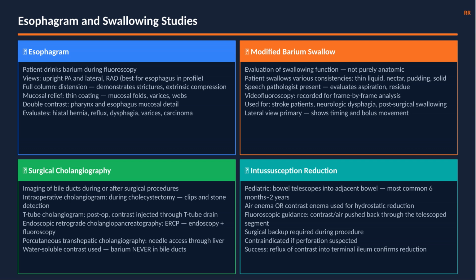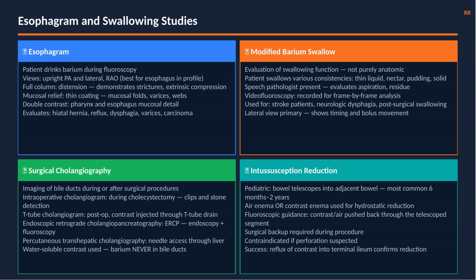Surgical cholangiography. Imaging of the bile ducts during or after surgery. Intraoperative cholangiogram: during cholecystectomy, contrast is injected through the cystic duct catheter to detect common bile duct stones before the duct is divided. T-tube cholangiogram: post-operatively, contrast is injected through the T-tube drain to confirm duct clearance. ERCP, endoscopic retrograde cholangiopancreatography: endoscopy combined with fluoroscopy. Water-soluble contrast only. Barium is never used in the bile ducts.